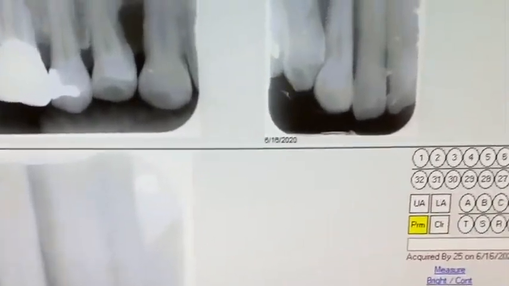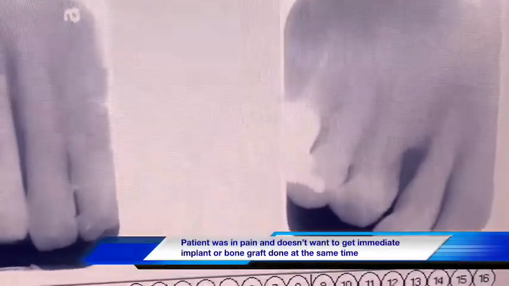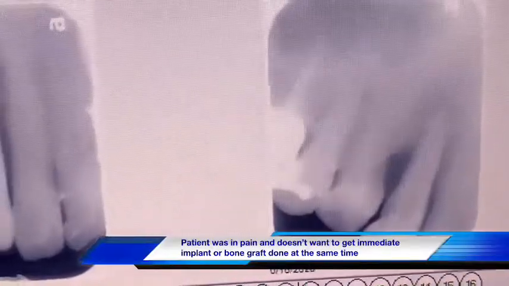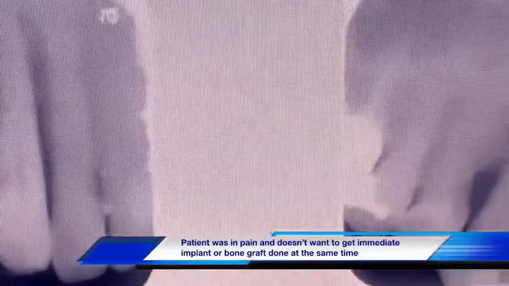So let me show you the X-ray first. You can see that severe bone loss around the tooth area, more so on the distal aspect of the tooth. But clinical evaluation, periodontal probing around, pretty much there's nothing left there.